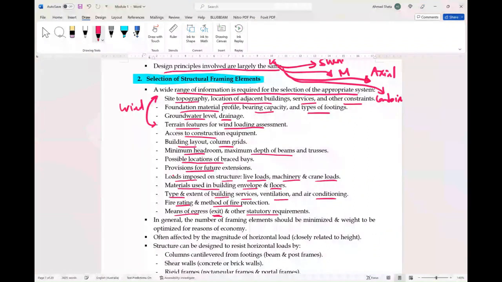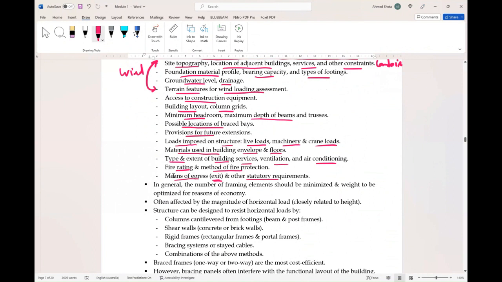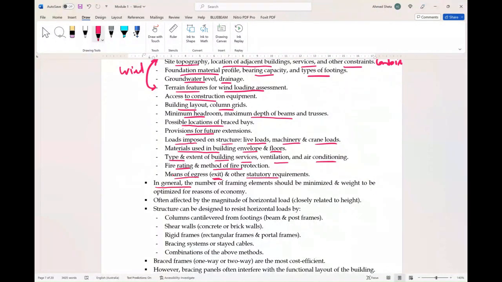So all this information is needed to design the building and to size or select the structural framing elements. In general, the number of framing elements should be minimized and the weight optimized for reasons of economy.